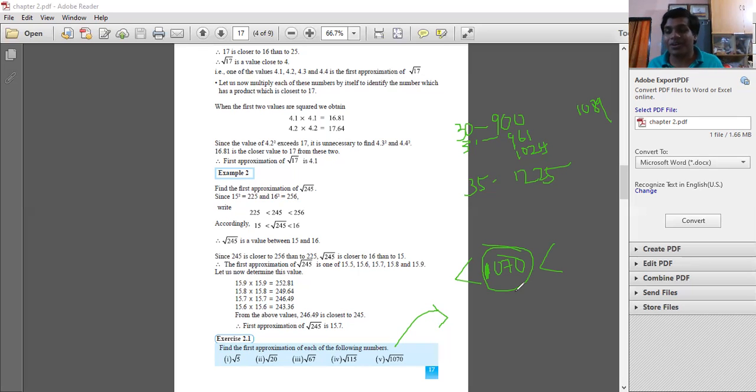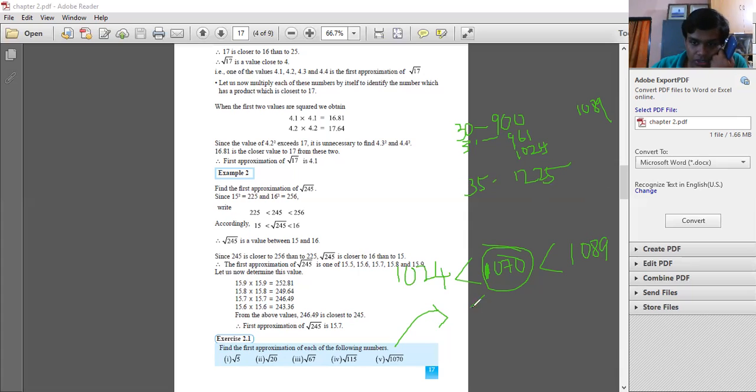Find the squares which are higher and lower than the value. 1024 is 32 into 32. Then you write it down like this: 1024 is lesser than 1070. Then 33 will give you 1089. Anyways, write it down like that.